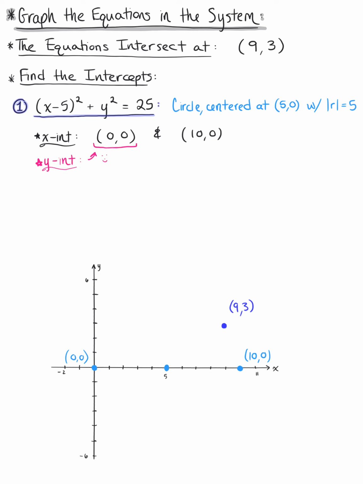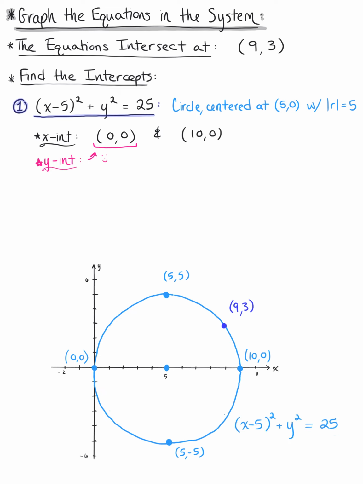Now, to make sure that we can visualize the graph of the circle, let's start at the center point again and move 5 units up to the ordered pair (5, 5). And again, starting at the center point (5, 0) and moving 5 units down to the ordered pair (5, negative 5). Now we have 4 points on the circumference of the circle, and we can connect these ordered pairs with a smooth curve to see the graph of the circle.